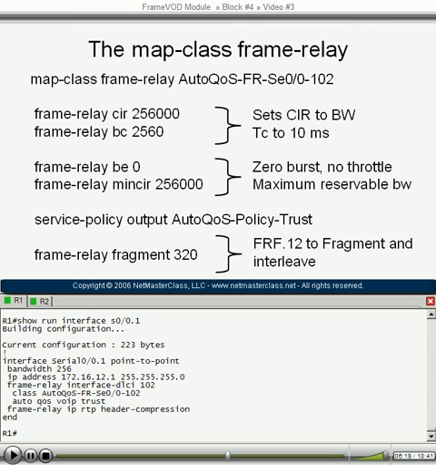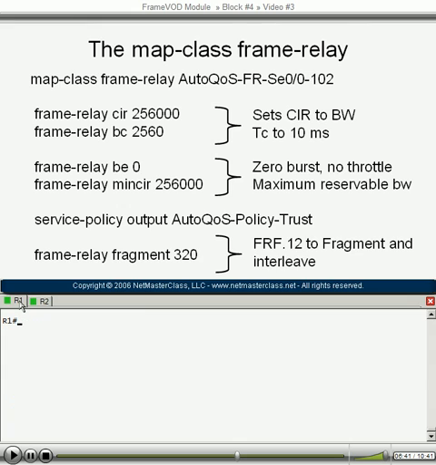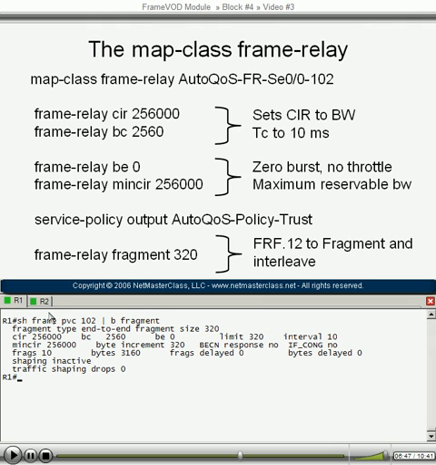The macro also configures FRF12 frame relay fragmentation and interleaving in the map class. The purpose of this feature is to break up data packets so that voice packets do not have to wait for a long data packet to be serialized onto the link. We can see how the fragment size was chosen by examining the shaping parameters on R1. Note that the fragment size is 320 bytes.